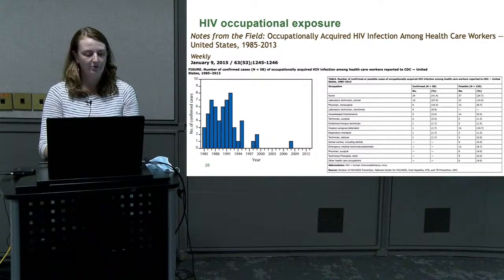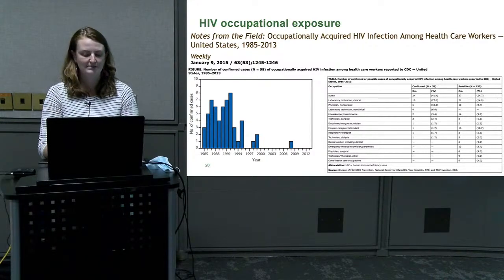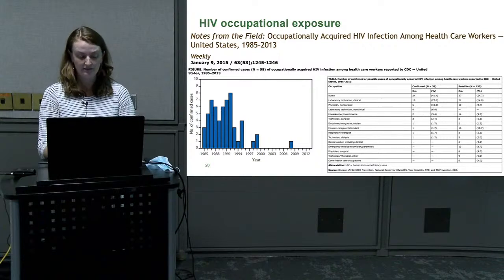The last of the bloodborne pathogens is HIV. And so overall, the risk of acquiring HIV infection from an occupational exposure is substantially smaller than that of the other bloodborne infections I've described. This is looking at occupationally acquired HIV infections among healthcare workers from 1985 to 2013. And you can see the numbers are relatively small. So number of documented transmission events you have confirmed in the first column.